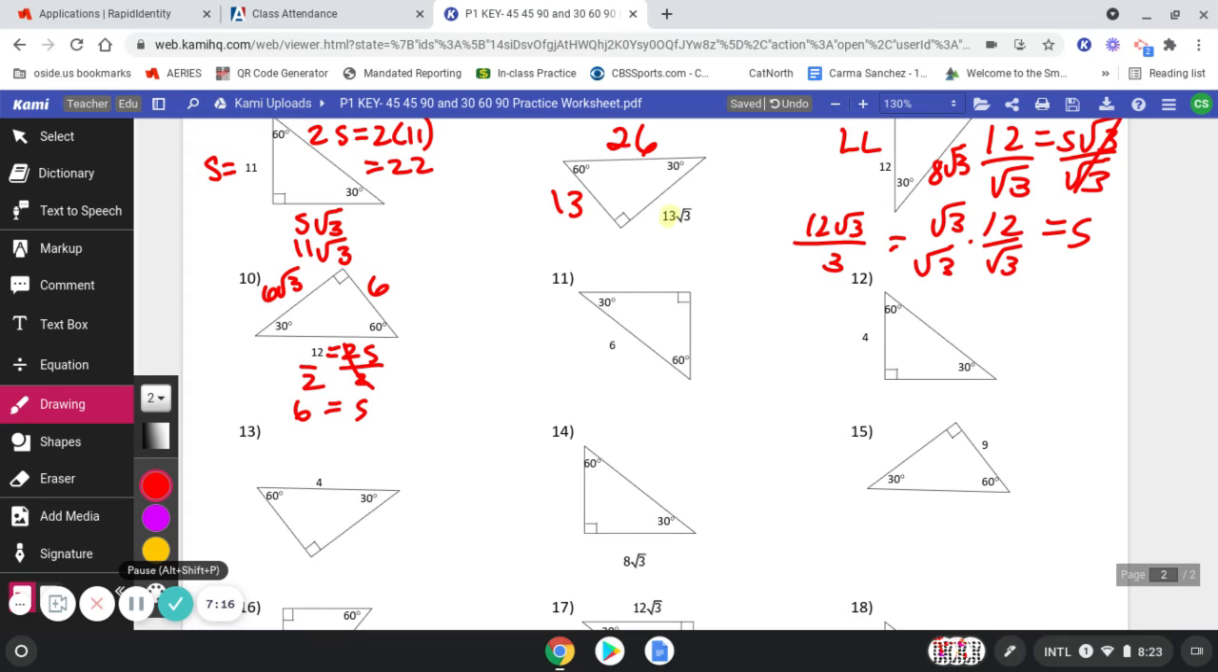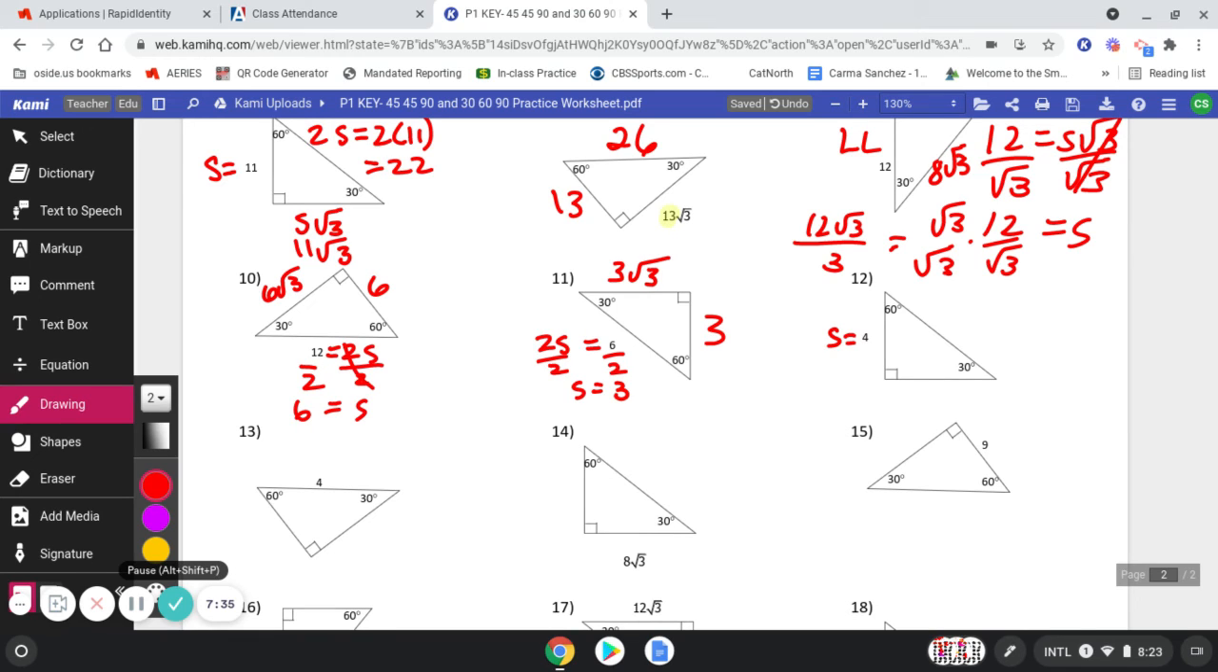Okay, I've got a hypotenuse on number 11 again. I know the hypotenuse is double that side length. So what's half of that hypotenuse? My side length is going to be 3. I know that the long leg is the side length in front of a root 3. How'd you do?